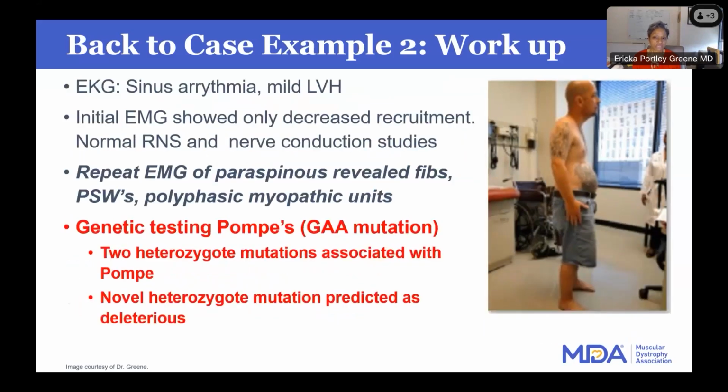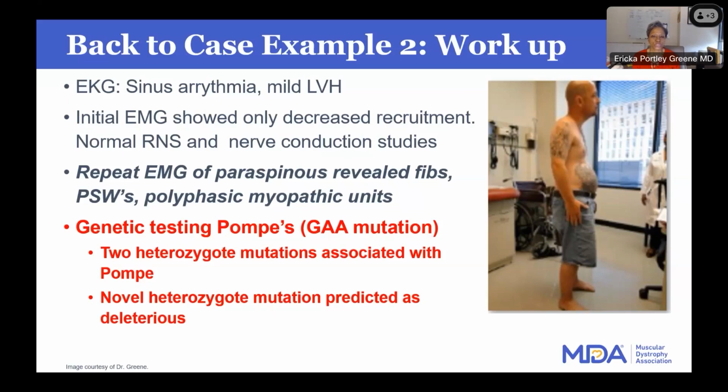So suspecting a muscle disorder, we at least started with an EKG. He had some irregular heart rhythm and mildly enlarged ventricular size. His EMG showed, again, more of a neurogenic, denervating, neuropathic or motor neuron process, but nothing to suggest a myopathy. And so we sent him back because, for the myopathy I was suspecting, I said we need to look at more muscles than just the arms and the legs.